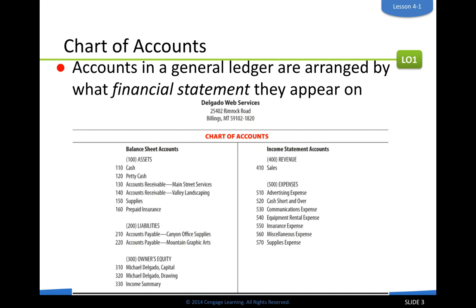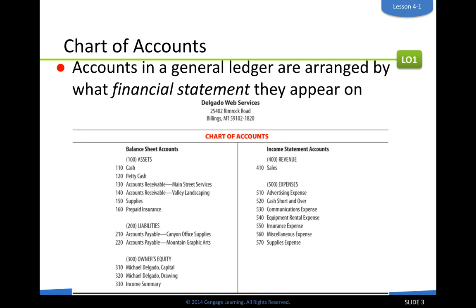So here is a chart of accounts. We've seen this before. We have a chart of accounts every time we do a problem so that you know which accounts are used in each transaction. But the accounts now in our general ledger, you could see that they are arranged by what financial statement they appear on. So on the left, we have our balance sheet, and on the right, we have our income statement accounts. So those two financial statements that we looked at in the project at the beginning of the year, that is how we're organizing our chart of accounts.